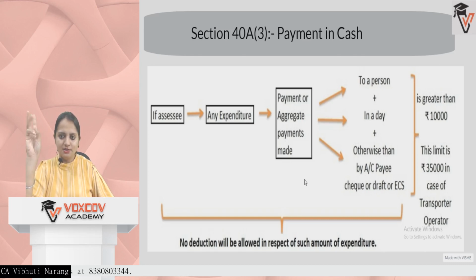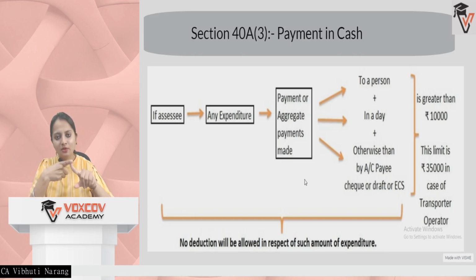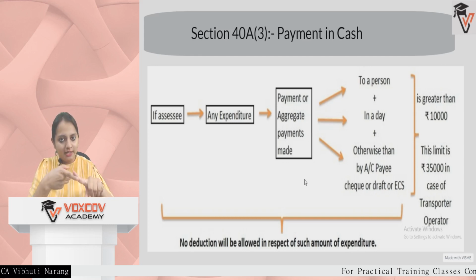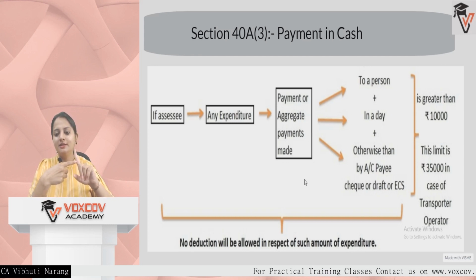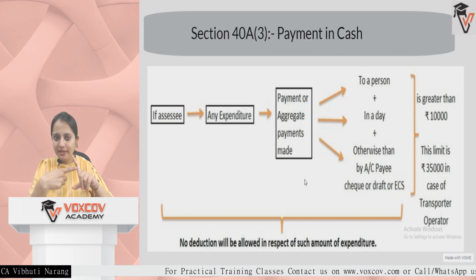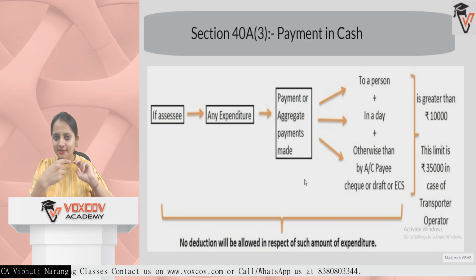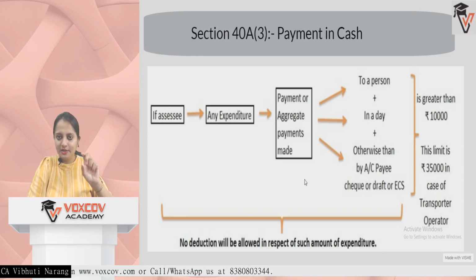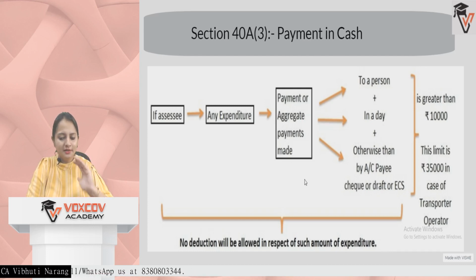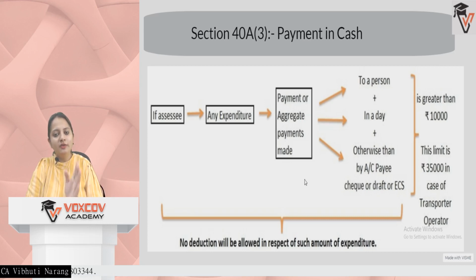now there are three conditions. First is the aggregate payment or a single payment is made to a person in a particular day, and the payment is done otherwise than an account payee cheque or draft or electronic clearing system, that is ECS, either your net banking or mobile banking. Other than this, there is a payment done of an amount greater than 10,000 rupees.